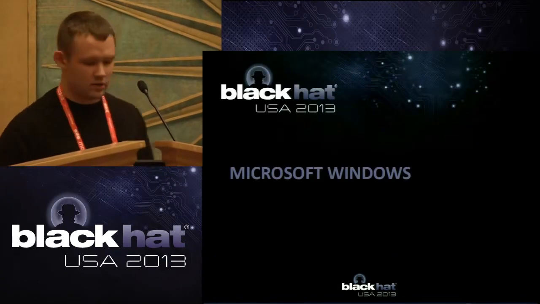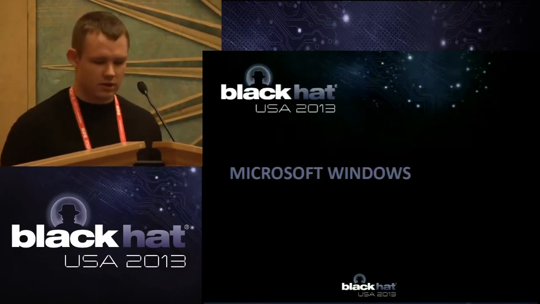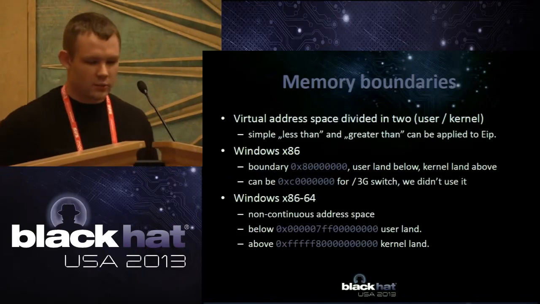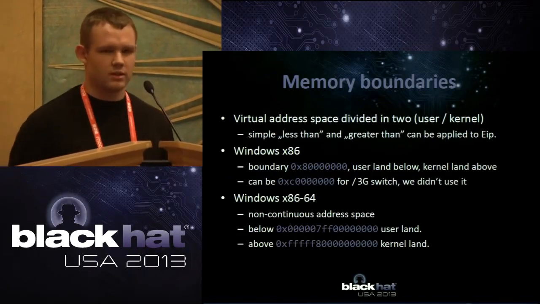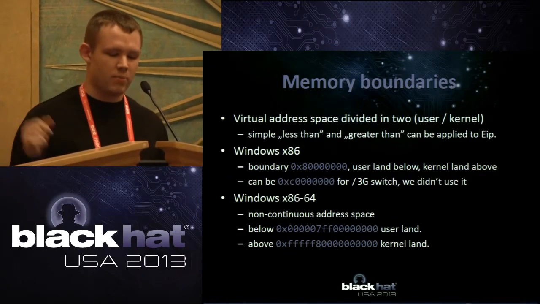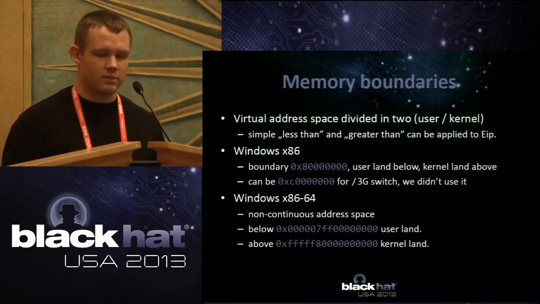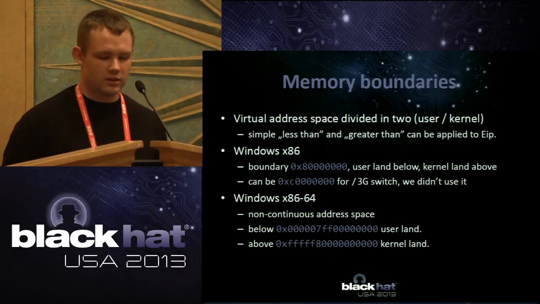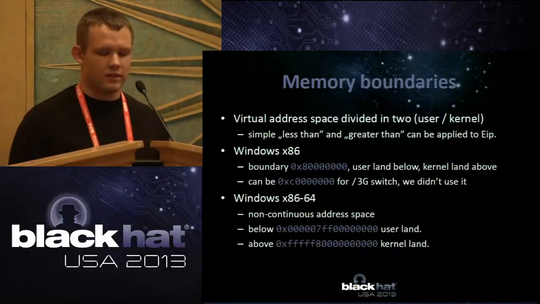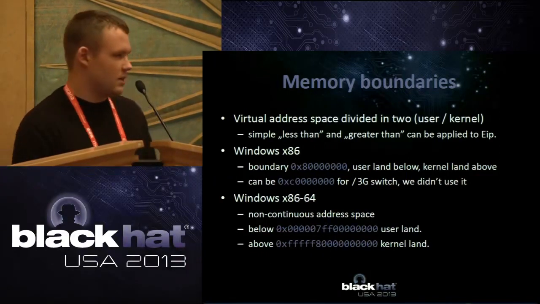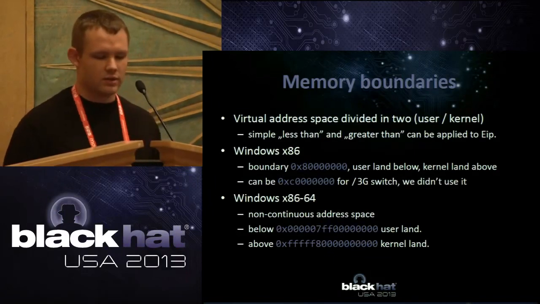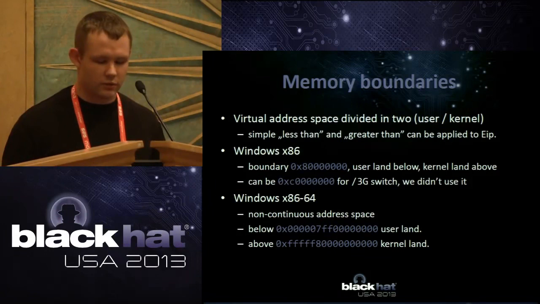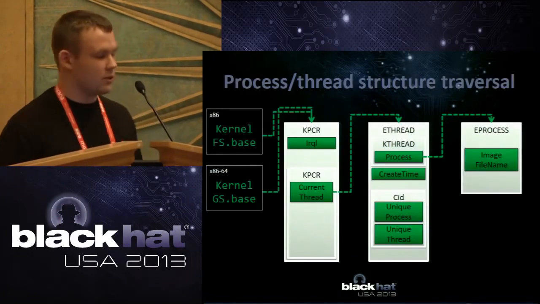So let's start with Microsoft Windows, the most interesting part in my opinion. When it comes to the distinction between user and kernel mode, it's really simple in Windows, because the entire address space is basically divided into two parts, and you can use a less than or greater than operator. So you can see the memory boundaries here. They are different obviously for 32 and 64 bit versions of Windows. So that's a really simple part.